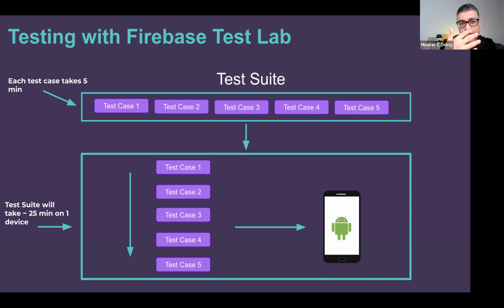And for example, let's say each test case takes almost 5 minutes, so you will need 25 minutes on one device to be able to finish this test suite. So this is mainly the normal run on Firebase Test Lab. And even if you are running on local devices or in any other cloud device, this is the case. So if you are using Espresso and you want to run this test suite, you will send the test APK, and then the test APK will run on one device and run test by test, and then you will get the result at the end.